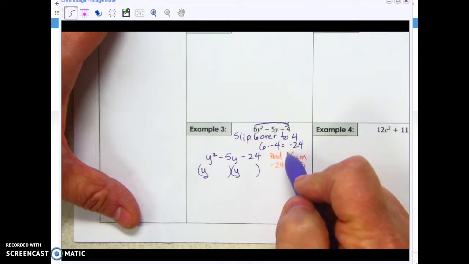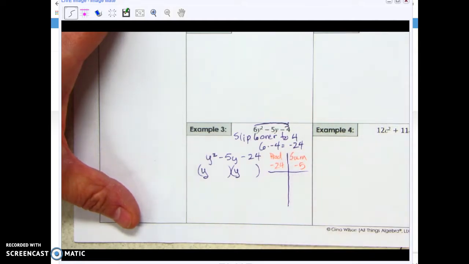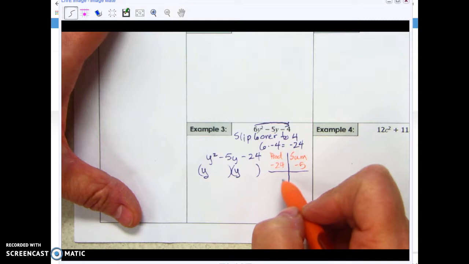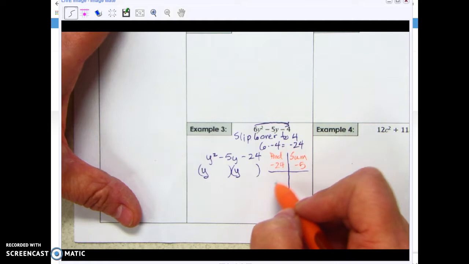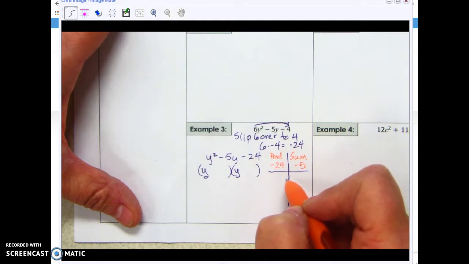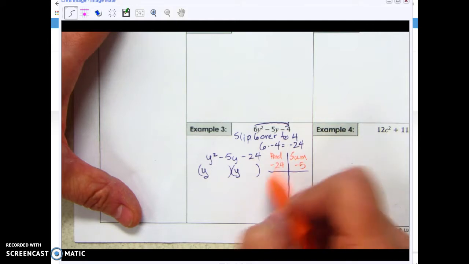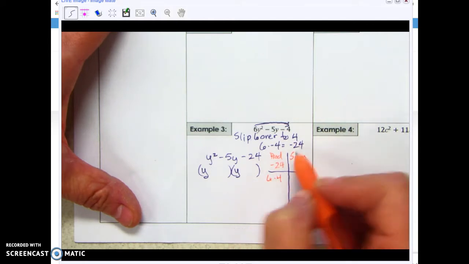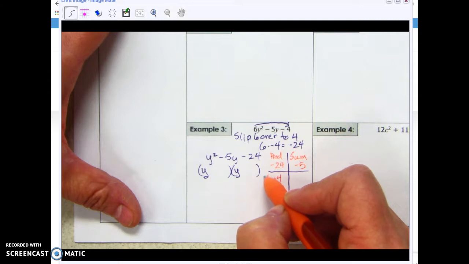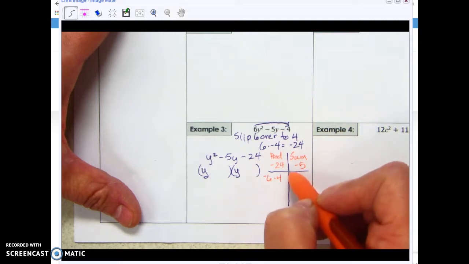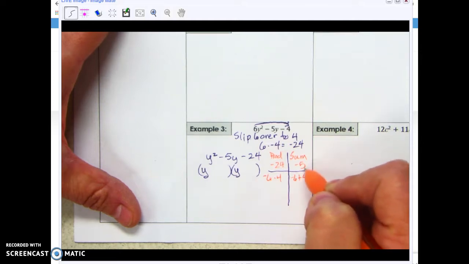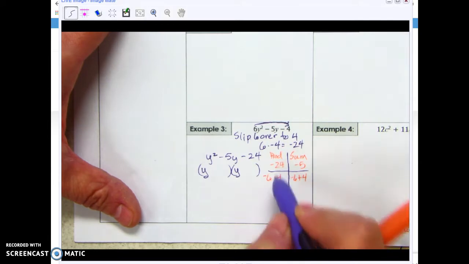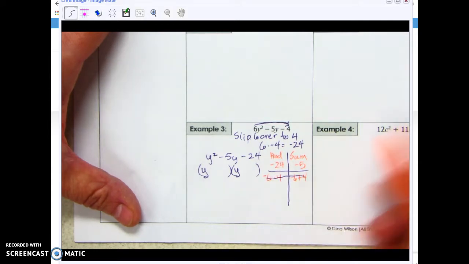So looking for the numbers that will give us that. Now keep in mind, I've done this before, so I'm going to come up with the numbers pretty fast, but just to show you some of the experiments that you have to do. Okay, we say 6 times 4. That gives me, we'll make this negative, -24. But -6 plus 4 does not equal -5.